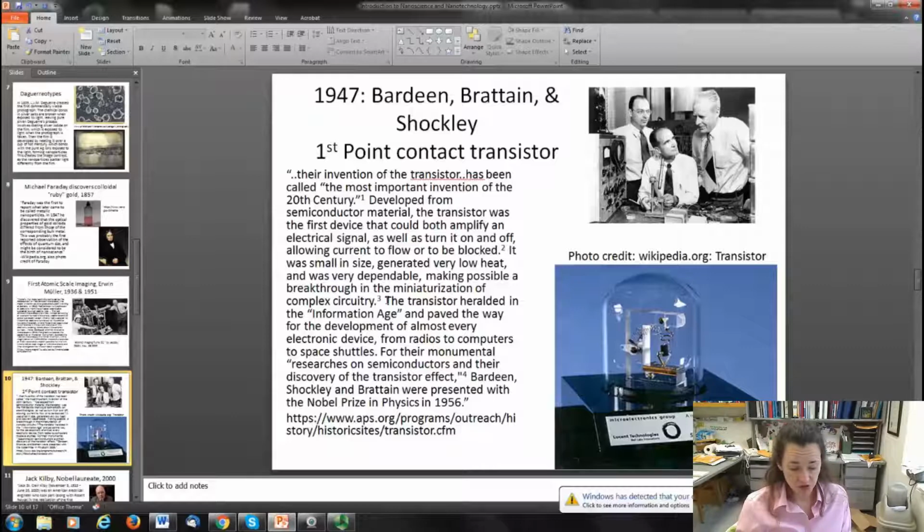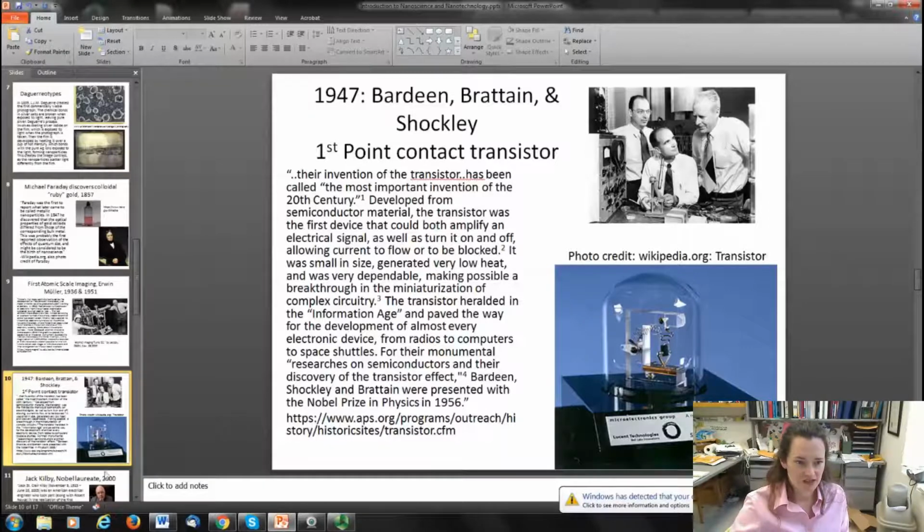So they assembled an all-star team of scientists. Shockley headed up the group, and then he selected several other scientists, including Brattain and Bardeen, to work on it. They worked on it for several years, and in 1947 they finally had a successful model that could do everything that they needed it to do.